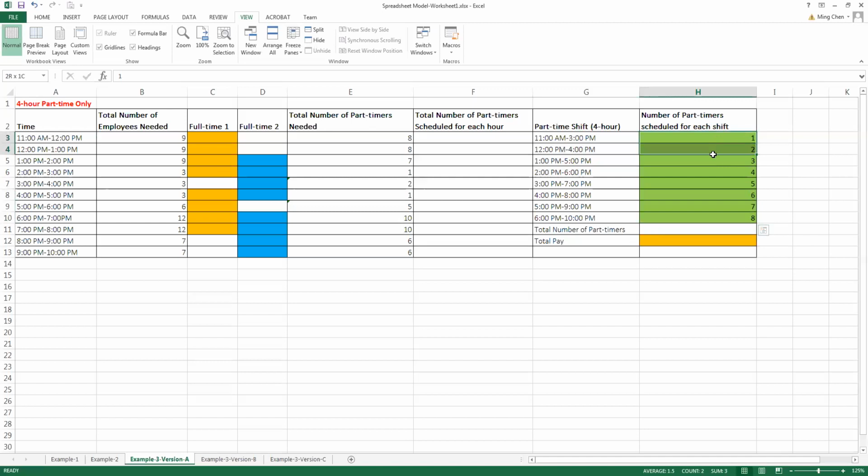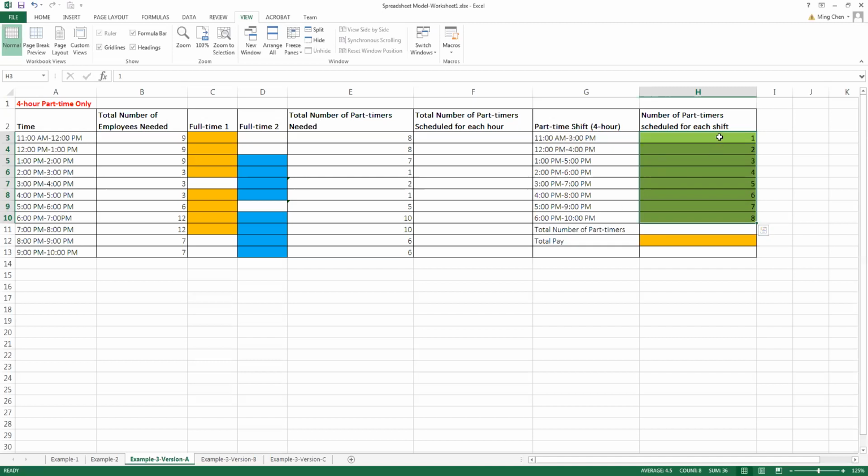Let's say this is in fact your optimal solution. What is the number of people who will be working in each hour? Look at columns A and G, pay attention. G is the shift, a 4-hour shift, for example 11 to 3. Each row represents one shift of 4 hours. But column A is the period. It's not a shift, it's a 1-hour period, from 11 to 12, 12 to 1. No overlap.